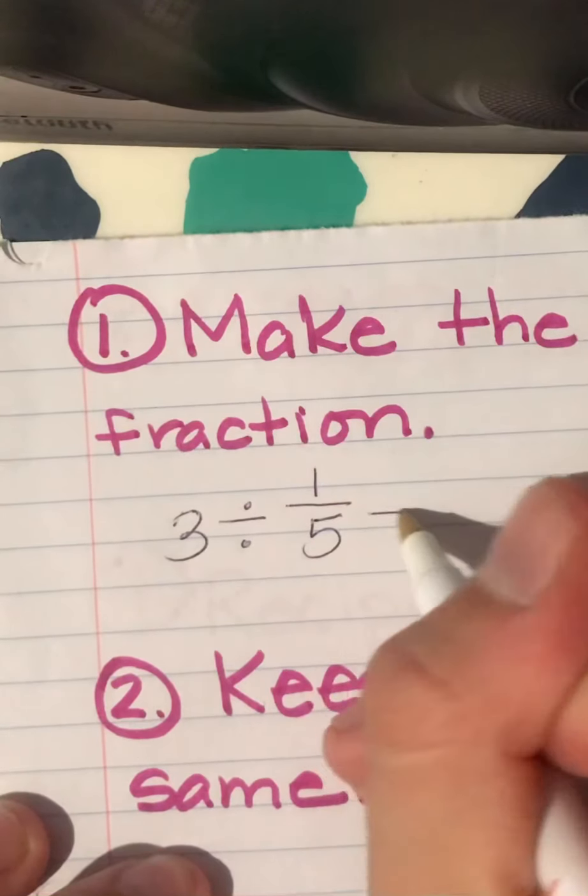And does anyone remember how we make that whole number a fraction? Well, in order to make that whole number into a fraction, we place a denominator of 1 underneath the whole number. So therefore 3 changes into 3 over 1. And then we just simply copy down, divided by 1 over 5. Boom. Step 1, done.